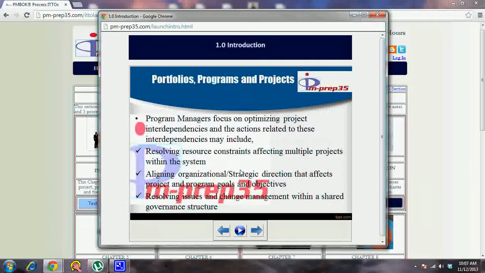He's a link between the strategy and the project, and he has to ensure that the strategy is kept in mind while he handles the program or the project. So he has to drive the strategy to the first level, the project managers. Then the next point is resolving issues and change management within a shared governance structure.